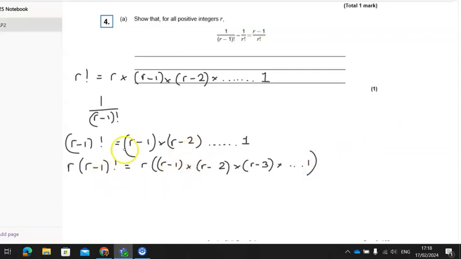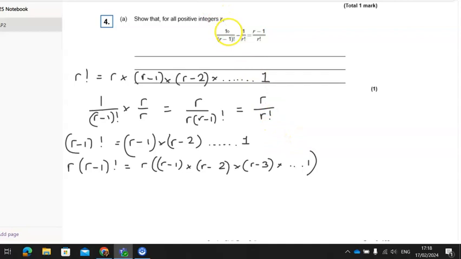Right, okay, so now we can replace this 1 over r, over 1 over r minus 1 factorial. If we times the top and the bottom of that by r over r, we're not changing the value of it, but that now becomes r over r times r minus 1 factorial, and that is the same as r factorial on the bottom. That's just the definition of r factorial.